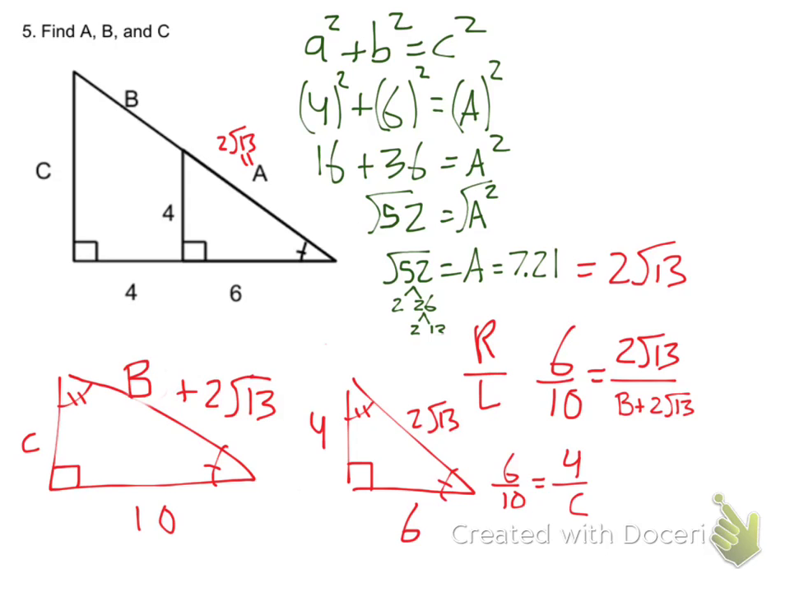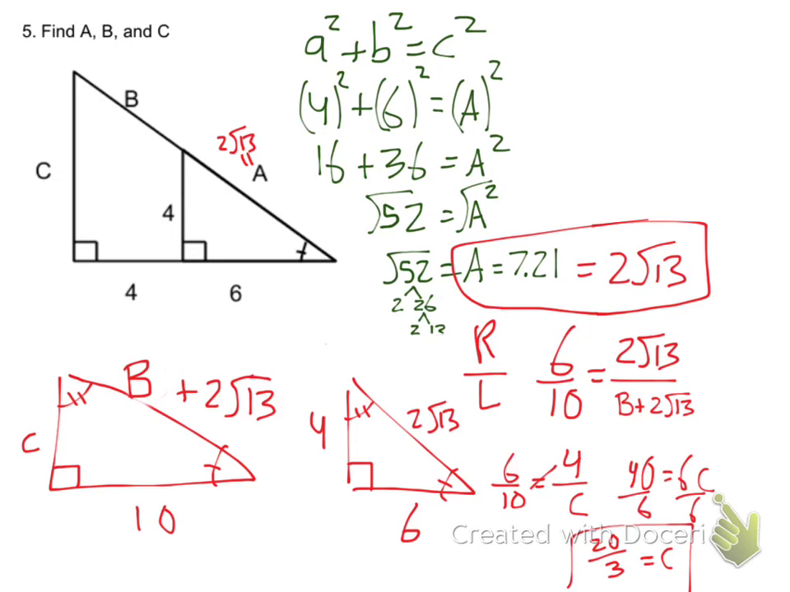I think the second one. But the 6 over 10 equals 4 over C. Maybe. Yes. 10 times 4 equals 6C. Divide by 6. So C is equal to 20 over 3. So we found C. We found A. I gotta circle A. So that's A. Okay.